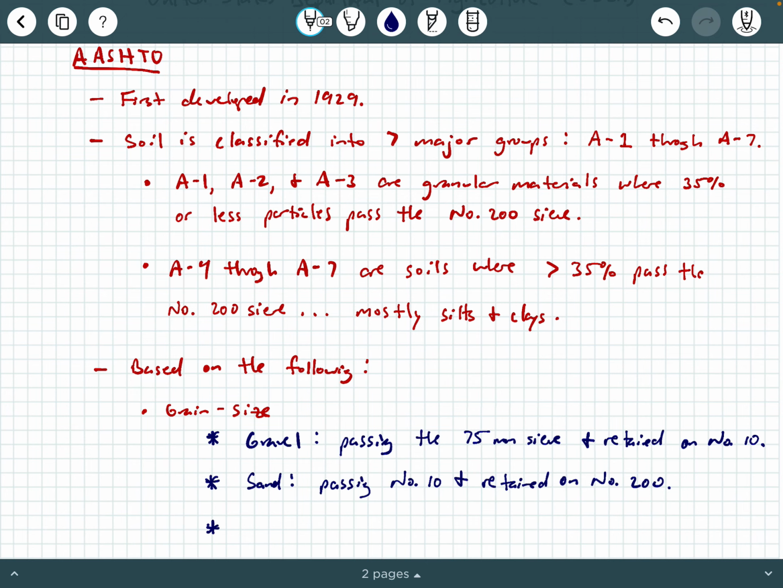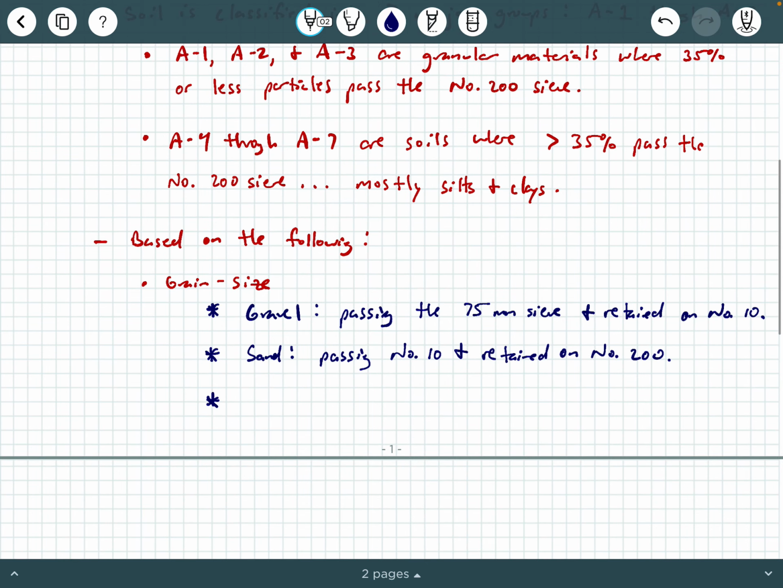And then collectively, we're going to have fines, which are silts and clays. And these include the materials that are passing the number 200. Okay, so one of the first things you want to do is get the grain size information and determine what percentages are in each of these categories. What are your percentages of your constituents, your gravels, sands, and your fines?